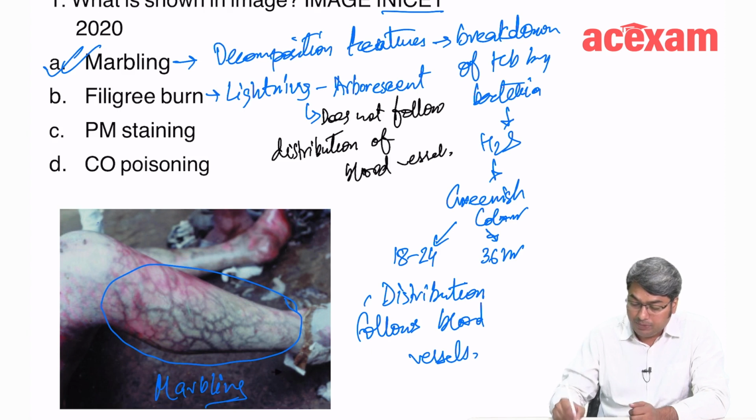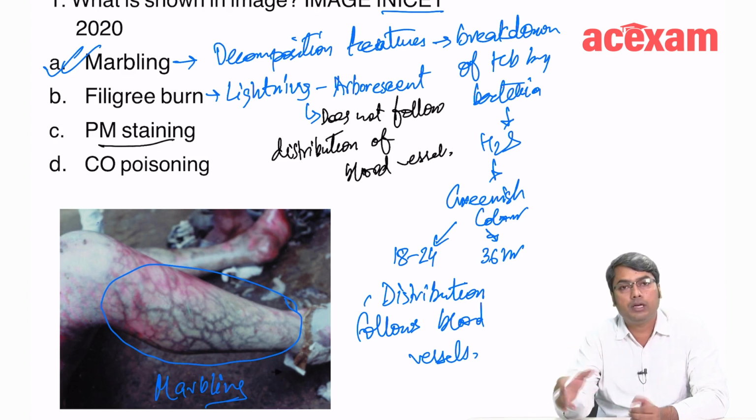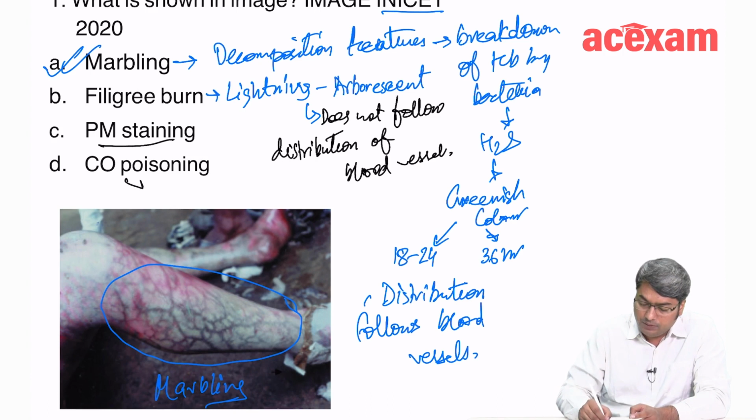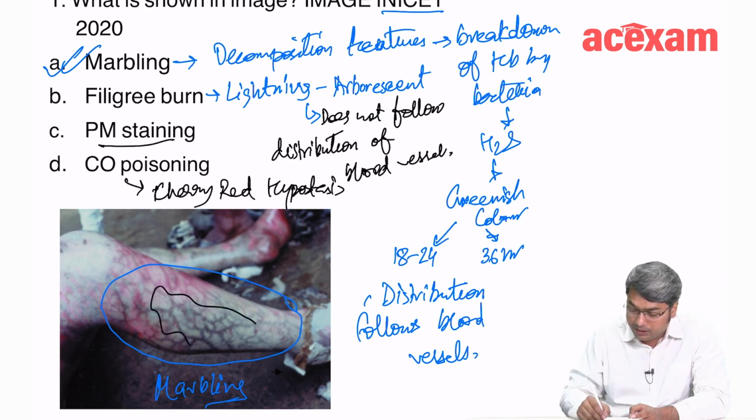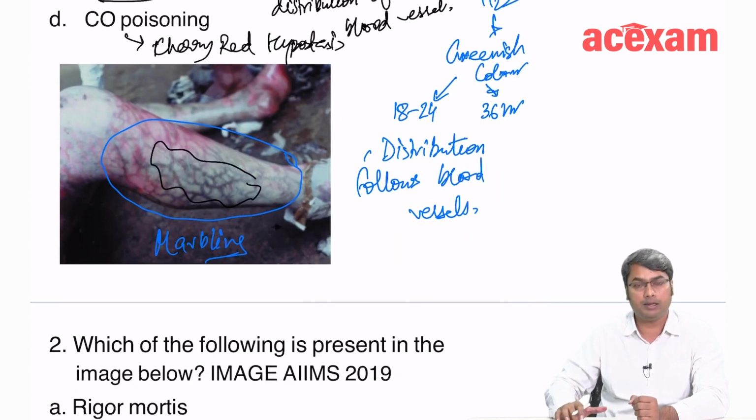Next, PM staining or hypostasis, it is the color change which occurs in the dependent parts of the body. It can be of different colors. The most common color is brown, dark brown or purplish brown. Next, carbon monoxide poisoning. In carbon monoxide poisoning, we have cherry red hypostasis. Okay, so this particular image, due to these patterns, it is of marbling.